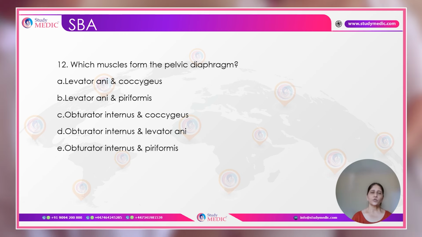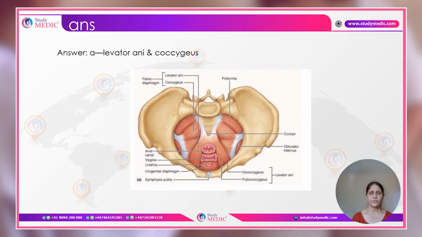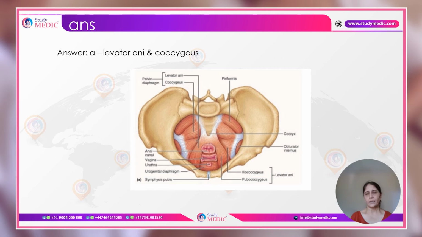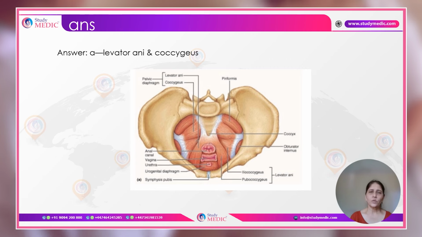So here you have to know the muscles that form the pelvic diaphragm. They are the deepest muscles of the pelvic floor, and that is the levator ani and the coccygeus. These are the only two muscles that form the pelvic diaphragm. The other muscles that form the anterior and the posterior urogenital diaphragms are more superficial muscles and they do not form the pelvic diaphragm. They contribute to the pelvic floor.